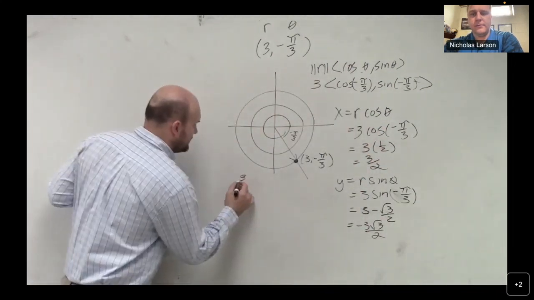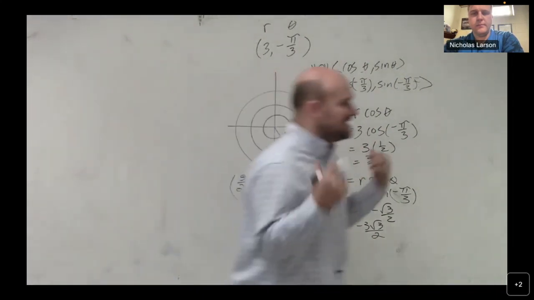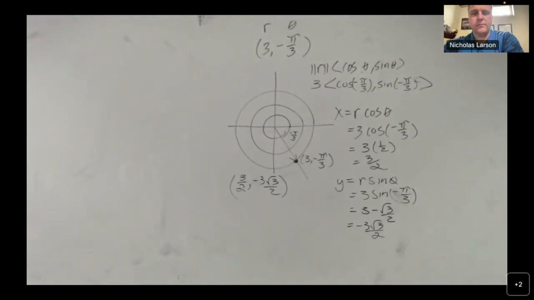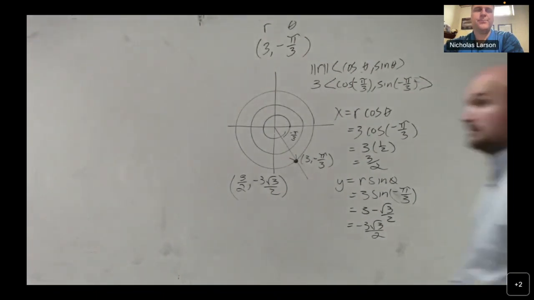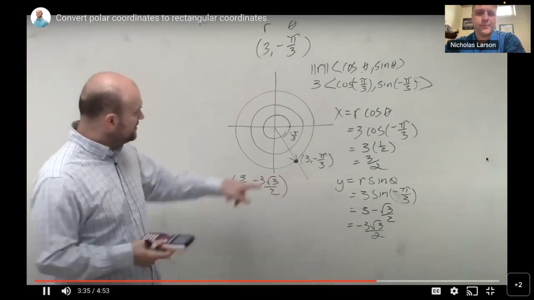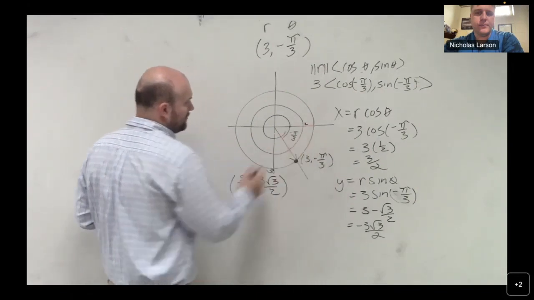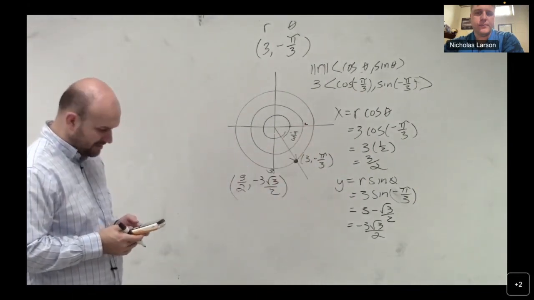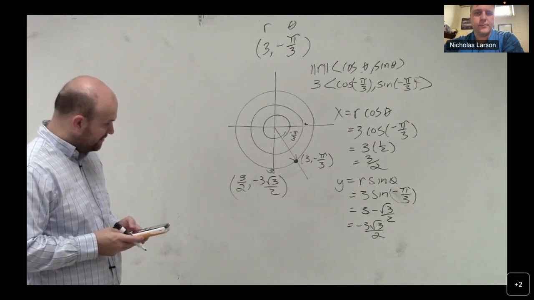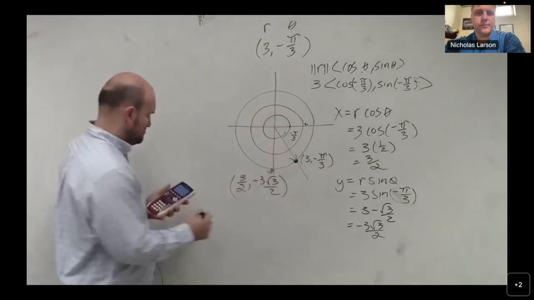So now we have my point, 3/2, comma, negative 3 square root of 3 over 2. To make sure we did this correctly, does that at least give us a point that's in the fourth quadrant? Is our x coordinate positive and our y coordinate negative? Yes. And then if you really wanted to double check, it looks like it's less than 3 and less than probably 2 over there. So if I calculate negative 3 square root of 3 divided by 2, that's negative 2.59.